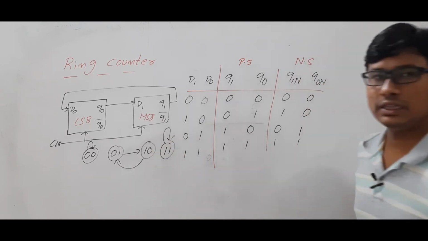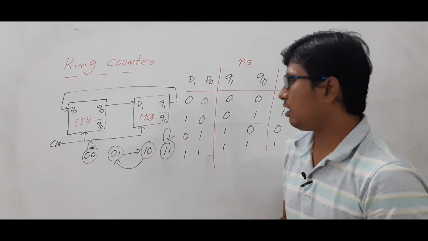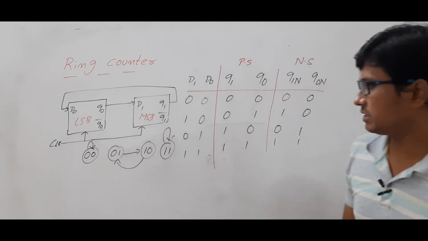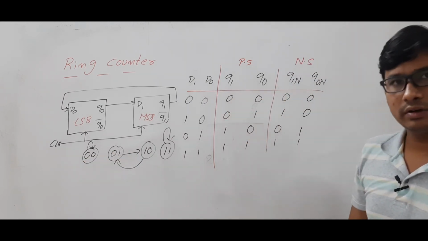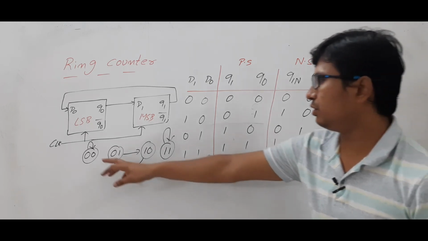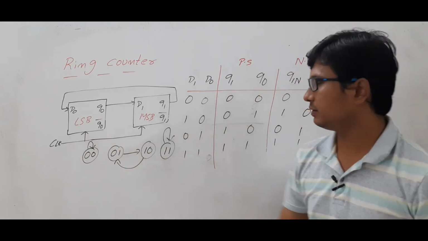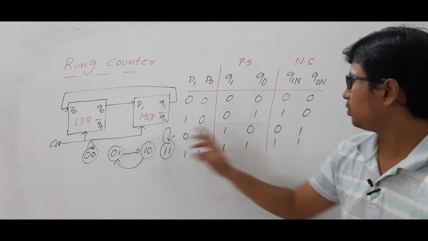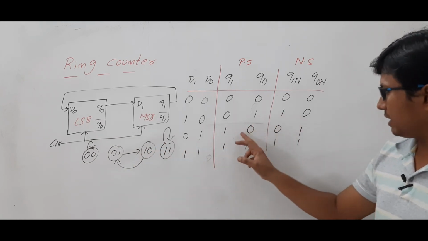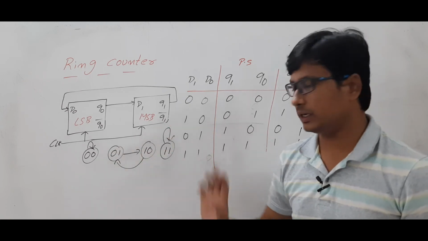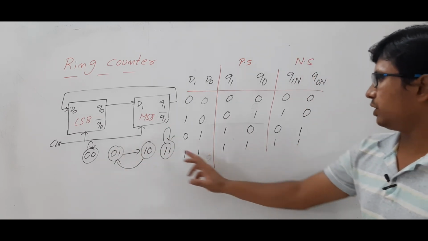Now you see that we have 4 present states and 4 next states. So from 0 0, the next state is 0 0 only. From 0 1, we are going to 1 0. From 1 0, we are going to 0 1. From 1 1, we are going to 1 1 only.